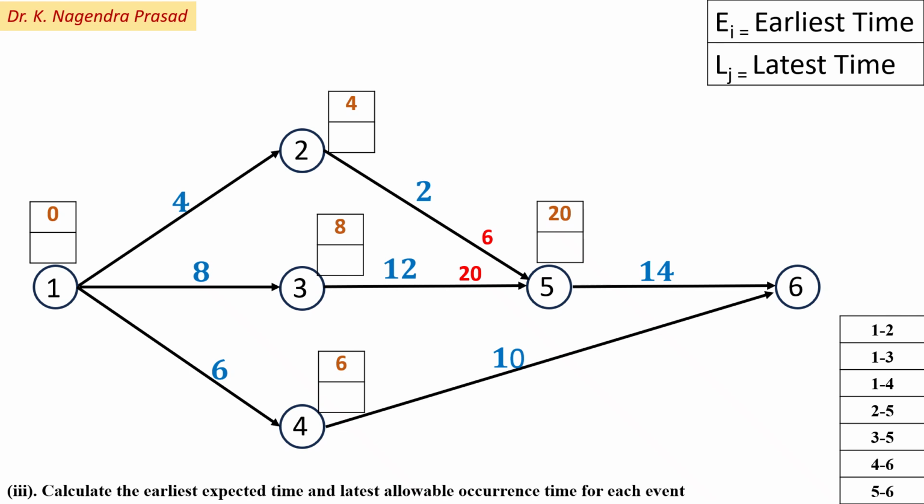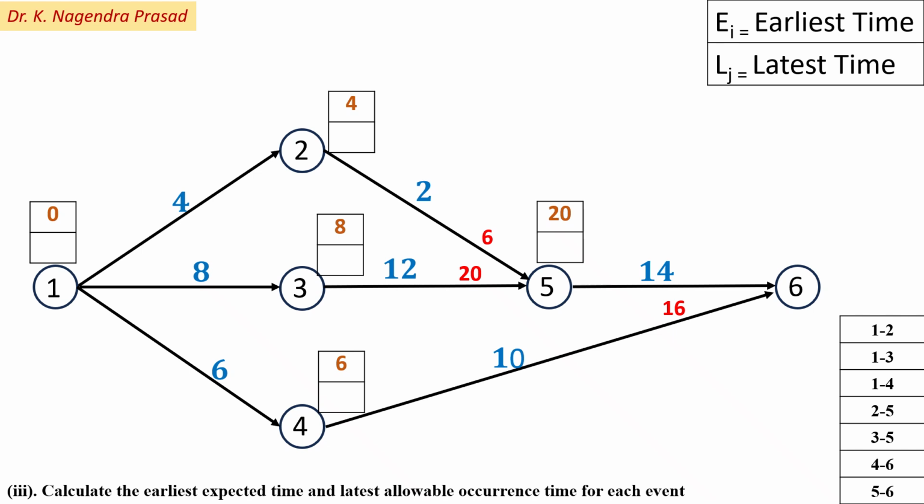So start at event 4, which is 6, and end at event 6, which is 6 plus 10, equal to 16. Here also event 6 is the merge event for activities 4 to 6 and 5 to 6. So we have to consider the finish time as the maximum finish time of activities 4 to 6 and 5 to 6. For 4 to 6, the finish time is 16.